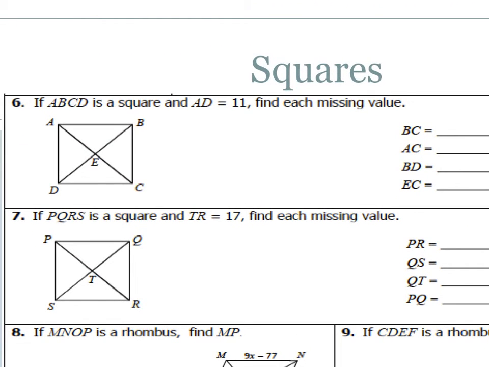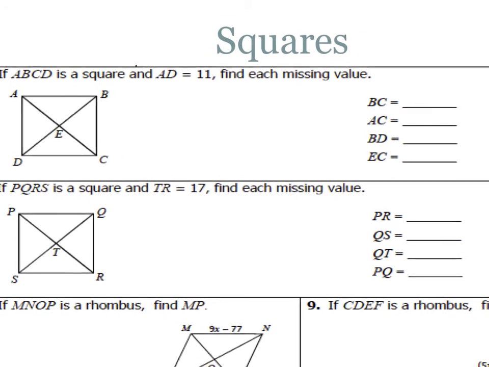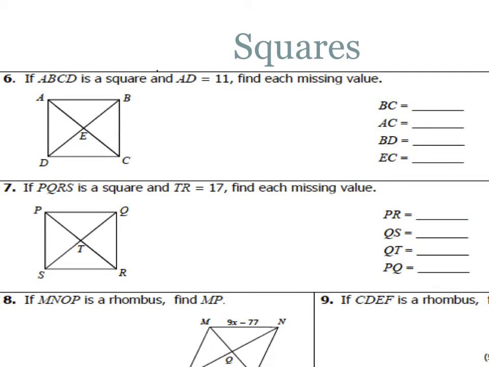Number 6, ABCD is a square, AD is 11, find each missing value. Squares by definition, all the sides are the same. So ABCD is a square, AD is 11, so BC is also 11. EC, AB, okay, so this is what we're going to do because we have to solve for AC and BD. So our diagonals are going to be equal to each other.